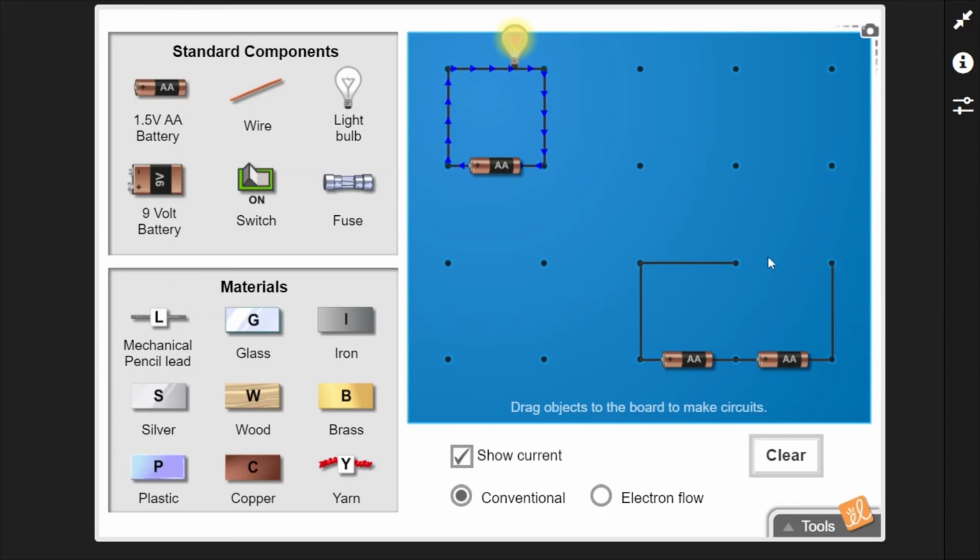I won't put the bulb in just yet because I'll have you make your prediction. What do you think the brightness of this bulb is going to be out of 10? So we see this one right up here, and let me attach the light bulb to the two batteries. And we see that there is definitely a difference. I'll give you a minute to write the answer down for that.